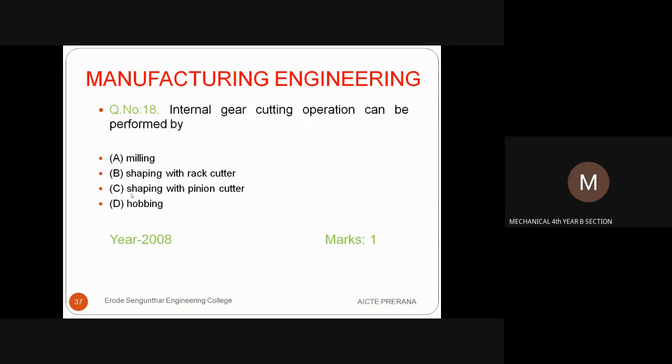Okay, so let us discuss the options now. The milling operation we will be using for external gear profile only. So the milling operation has no work to do with internal gear. Then, second point, shaping with rack cutter. A rack cutter is not at all possible to use to cut an internal gear. It is only capable of cutting a profile on the external diameter.